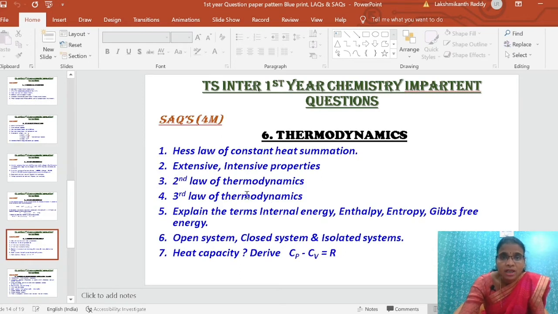Next, thermodynamics. Hess's law of constant heat summation. So extensive and intensive properties, second law, third law of thermodynamics, and explain the terms internal energy, enthalpy, entropy, Gibbs free energy, and types of systems: open system, closed system, isolated system. Then what is heat capacity? Derive Cp minus Cv equals R. Okay. So these are important from thermodynamics.